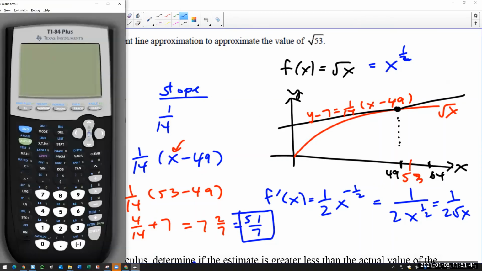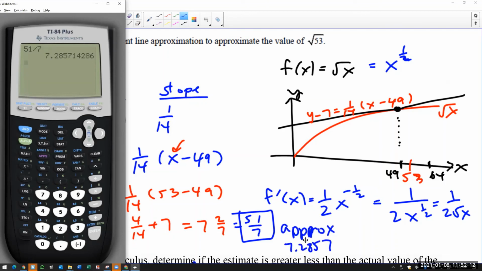Let me see how far off I am. This is the fun part. 51/7 is equal to what? 7.2857. Now, is that the real value, the actual value, or is that the approximation? Let's clear this up. This is the approximation. I got it from the tangent line, so let me just write that down. This is the approximation. All right, so the approximation is 7.2857.